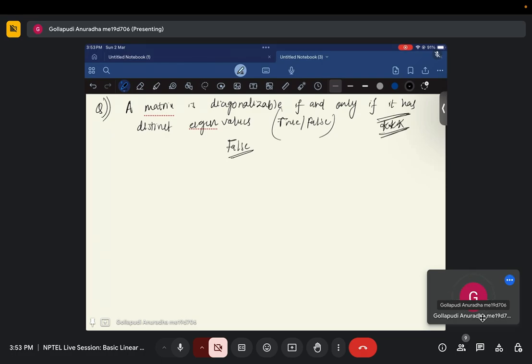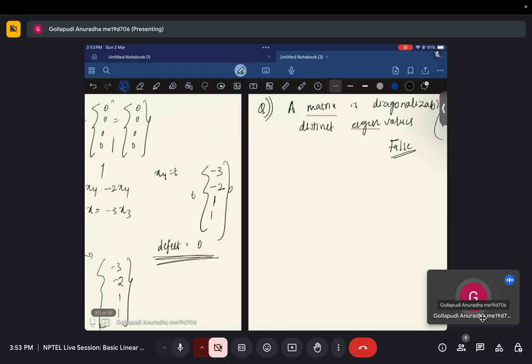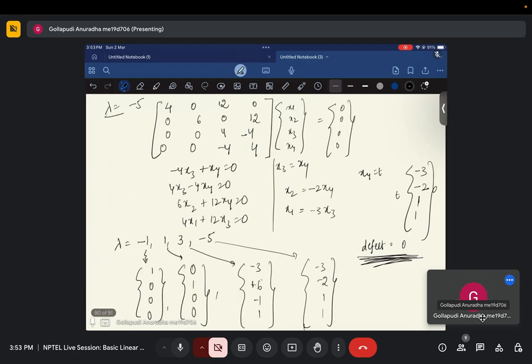Okay, so the defect here is 0 for all eigenvalues, so this is going to be diagonalizable, okay? And the eigenvalues are all different, so definitely it's going to be diagonalizable. The defect also is going to be 0 for everything, so it's diagonalizable, okay? And next, let's see the next question.